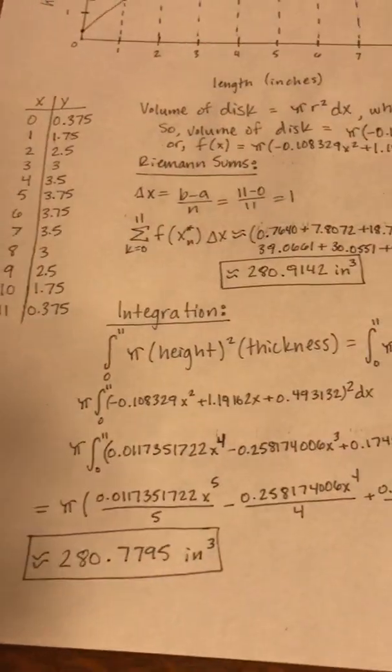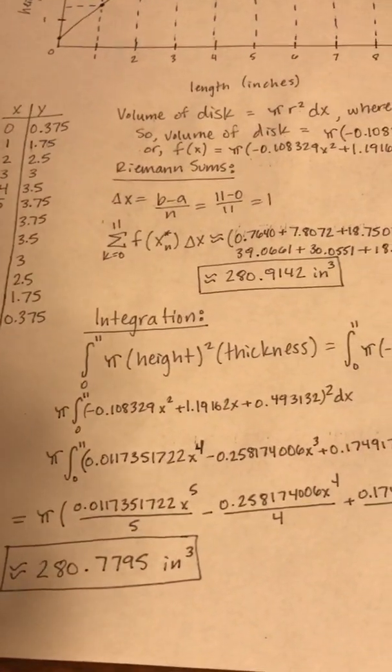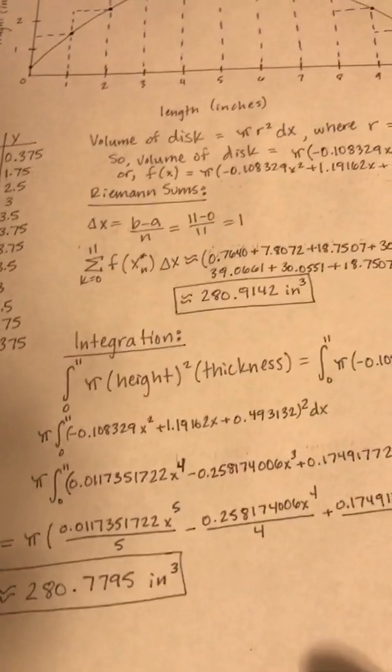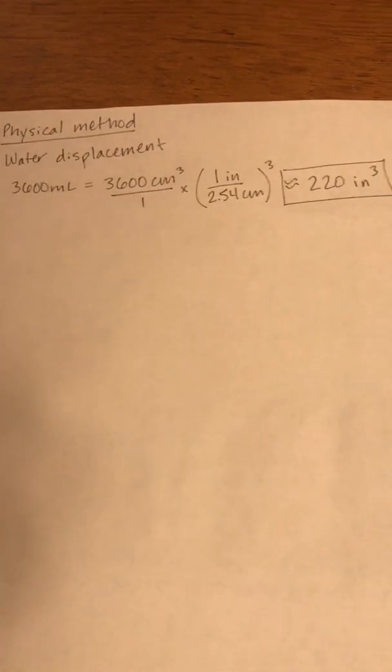Compare that with, once again, our Riemann sums and our integration method, which were approximately 281. So everything was fairly close. Some possible errors could have been the football not being fully deflated. That might have created a little bit lower value on this volume, as well as just human error, me approximating the water, not using a precise graduated cylinder.